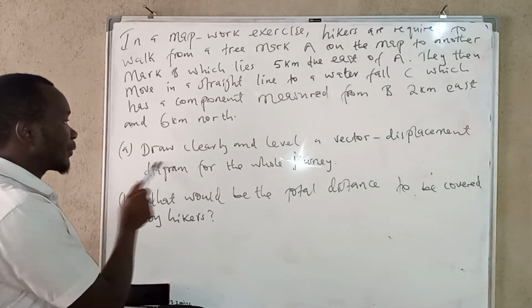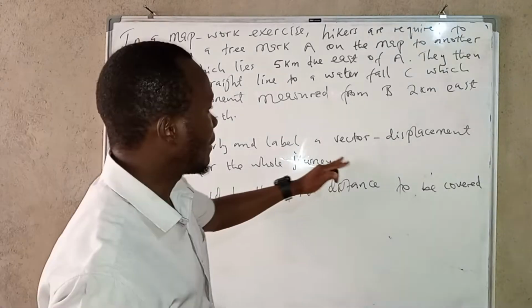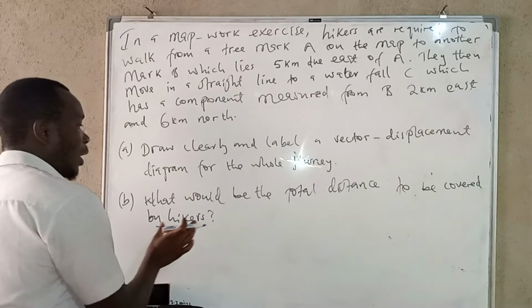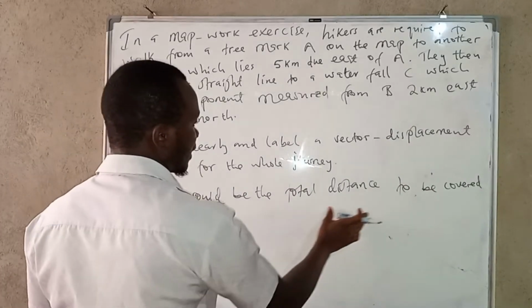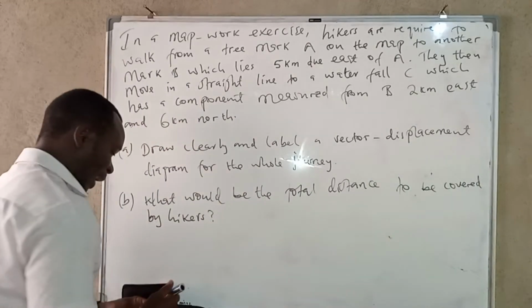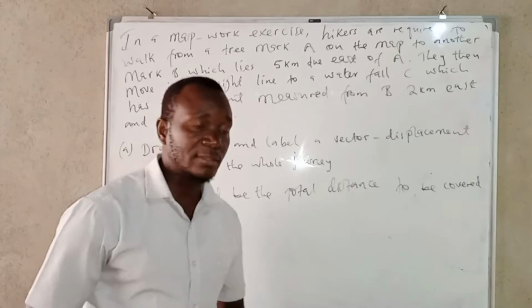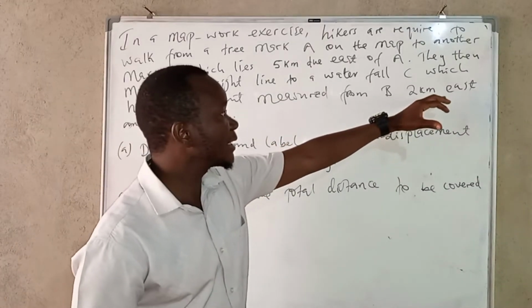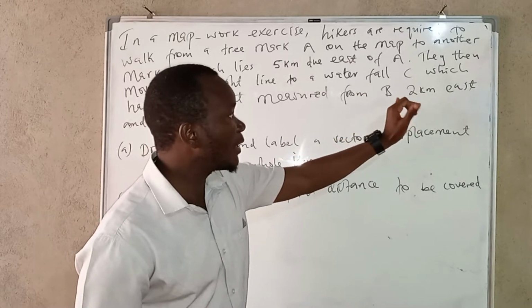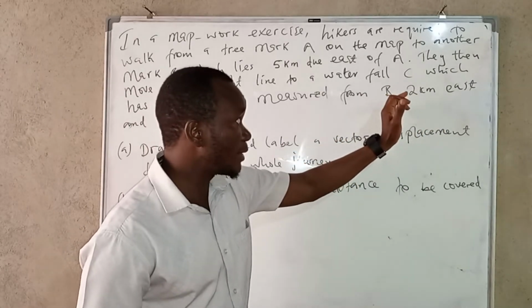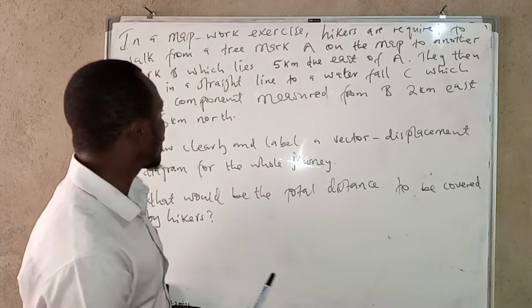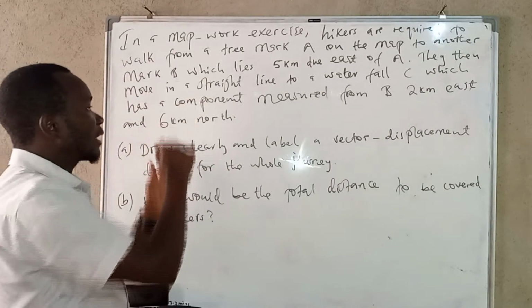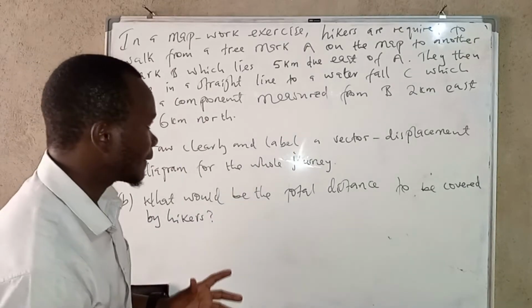Question A. Draw clearly and label a vector displacement diagram for the whole journey. Question B. What would be the total distance to be covered by hikers? So this is the question that we are going to consider in this video. They cover this distance measured from B, going in the eastern direction, and then covering this in the northern direction as they search for the waterfall.